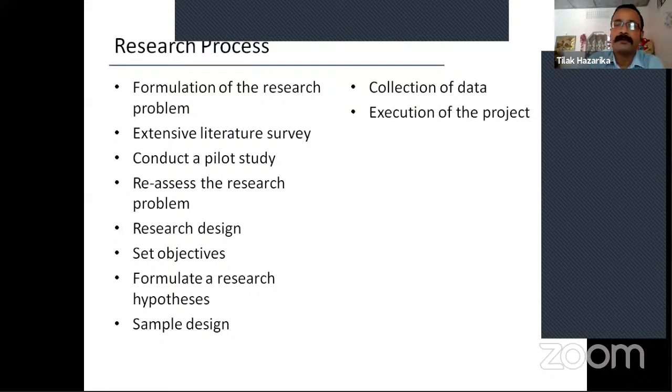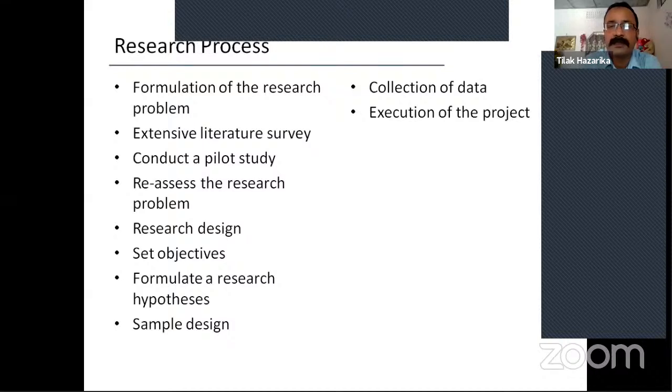Then we have to go for execution of the project. Once the questionnaire is designed, the interview schedule is another method, and we may go for an interview schedule also. We may also explore other data sources through which we may directly gather secondary data. The questionnaire is a source for primary data, and we may take some secondary sources also.